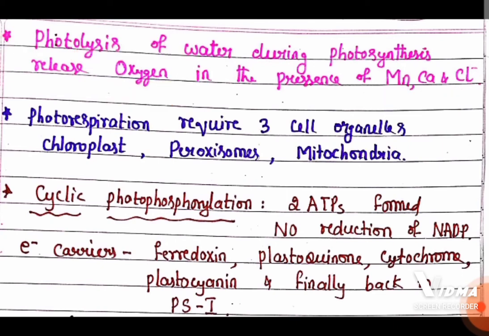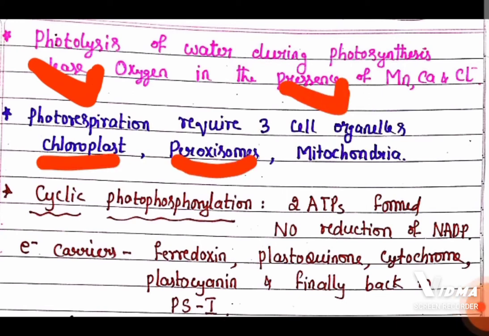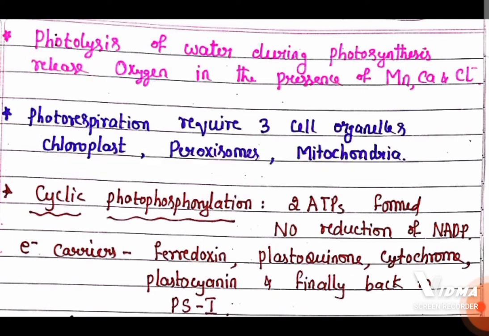And photorespiration, which is opposite to photosynthesis, requires 3 organelles in the plant cells: chloroplast, peroxisome and mitochondria. Remember this order: chloroplast, peroxisomes and mitochondria.